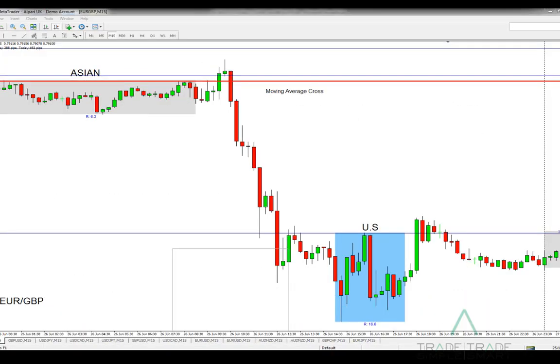In this first example, we're looking at the euro sterling, and we've identified a high probability area of manipulation, which includes the 0.236 internal retracement and also the highs of the Asian session. Now, for clarity purposes, I've removed both the 50 and the 200 moving average.